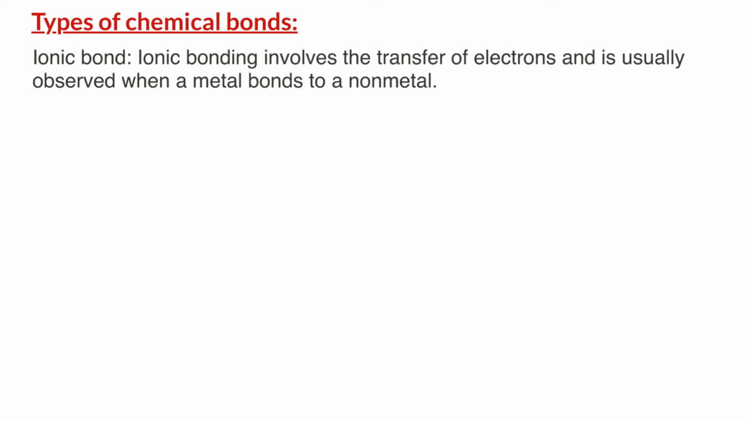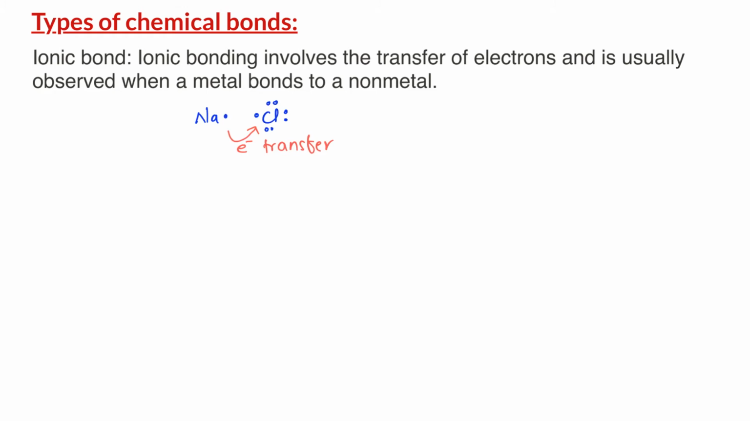Depending on the type of activity that happens during the bond formation, that is, lose, gain, or share electrons, chemical bonds are classified into 3 different categories. First, ionic bond. Ionic bonding involves the transfer of electrons and is usually observed when a metal bonds to a nonmetal. An example could be a sodium bonding to a chlorine atom.